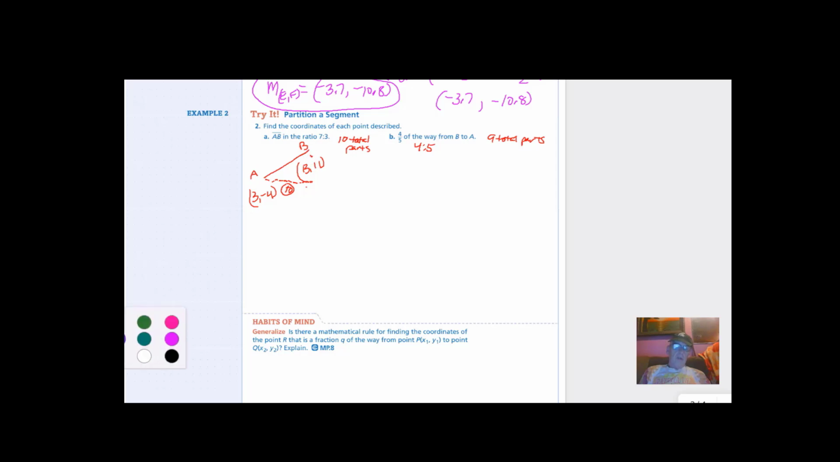Let me change colors up on that. Our y distance here, we change colors, which is from 11 to -4. 11 to 0 is 11, to -4 makes 15. So this is 15 units of distance.